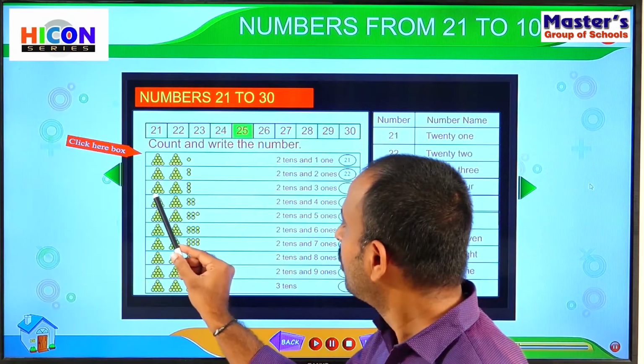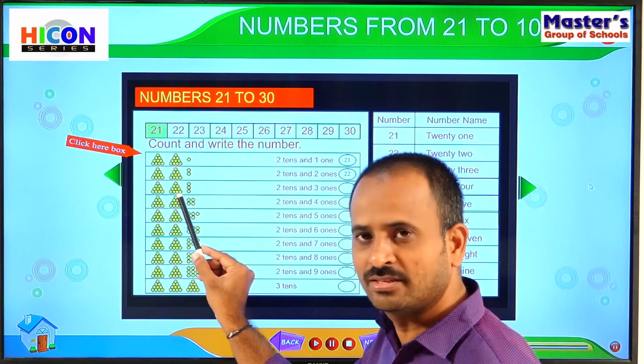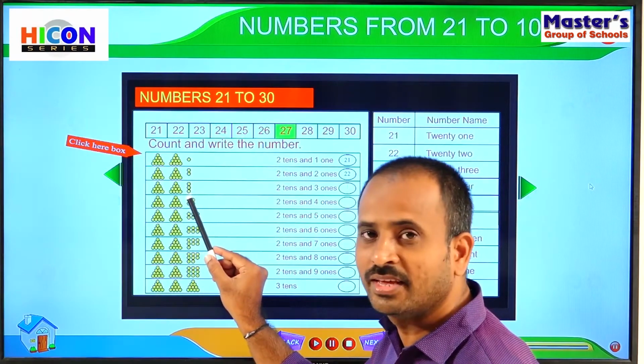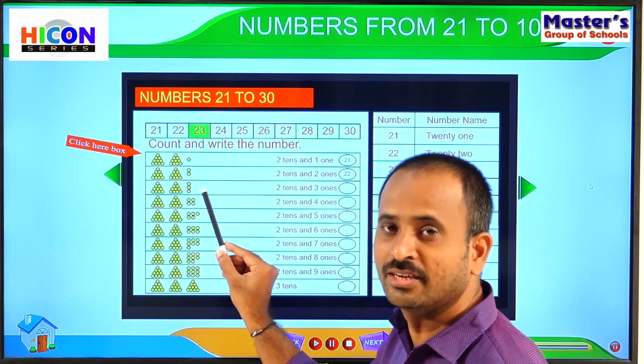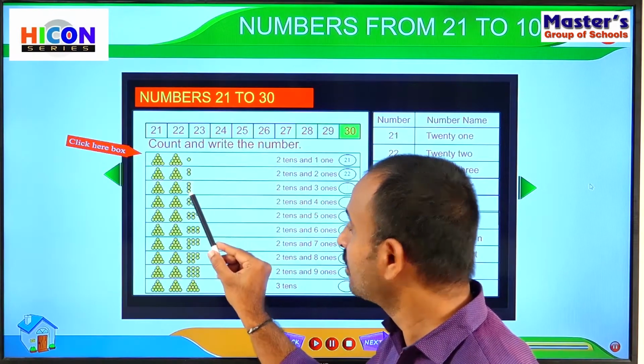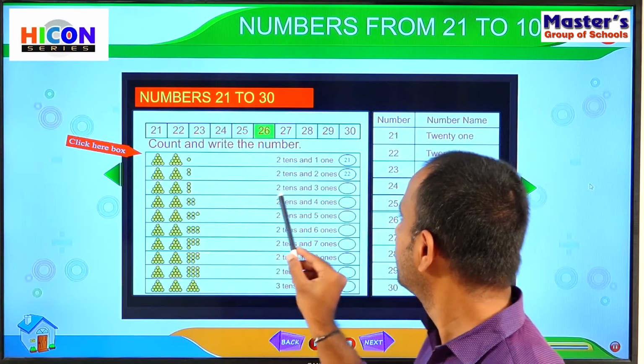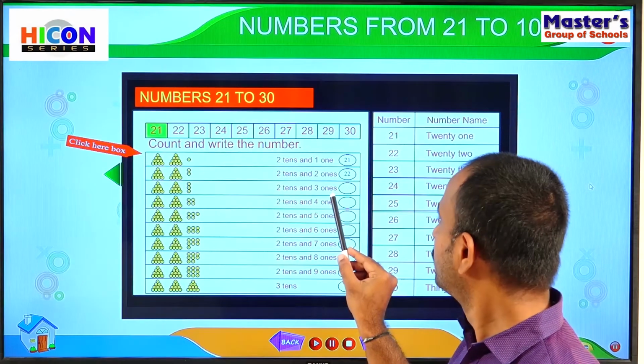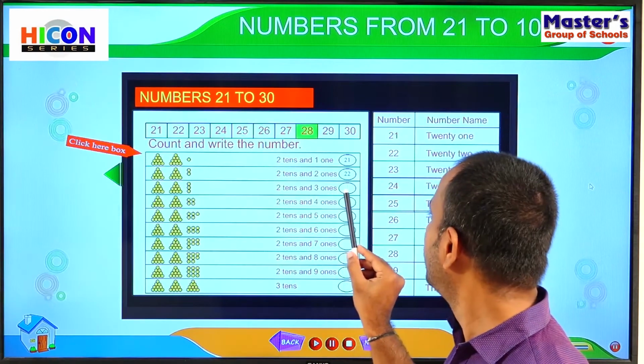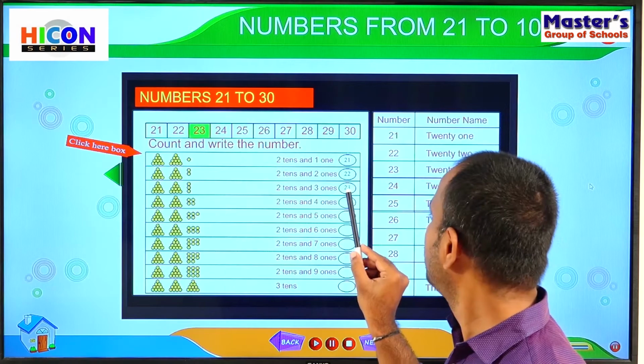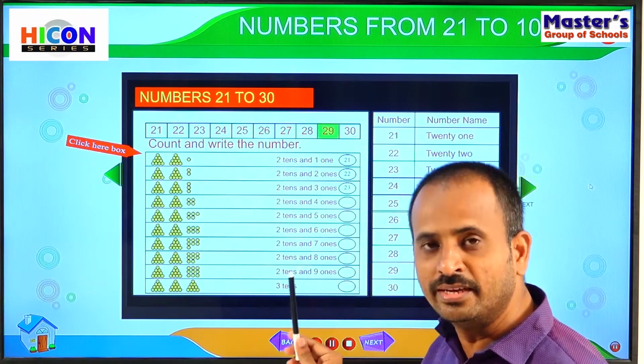Next, see the next one. How many tens are there? 2 tens are there. How many ones are there? 3 ones are there. 3 single balls are there. That's why there are 3 ones. So, 2 tens and 3 ones. How much number does it become? 23. This number can be read as 23.